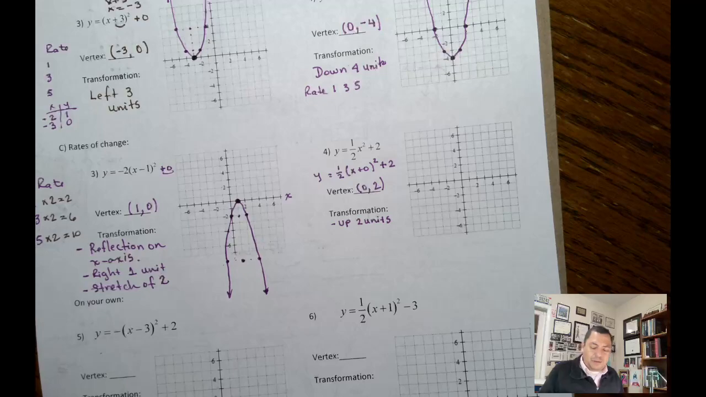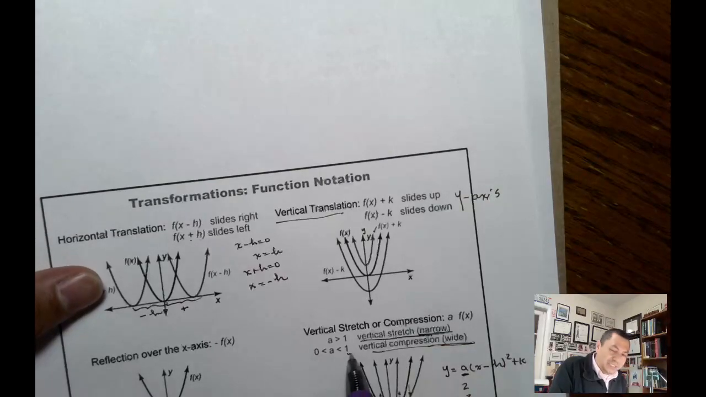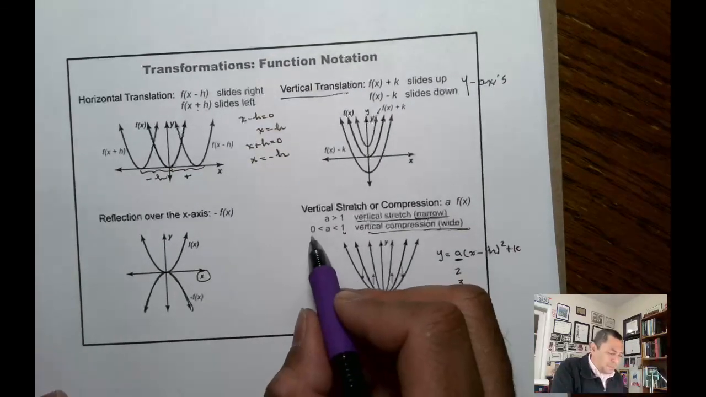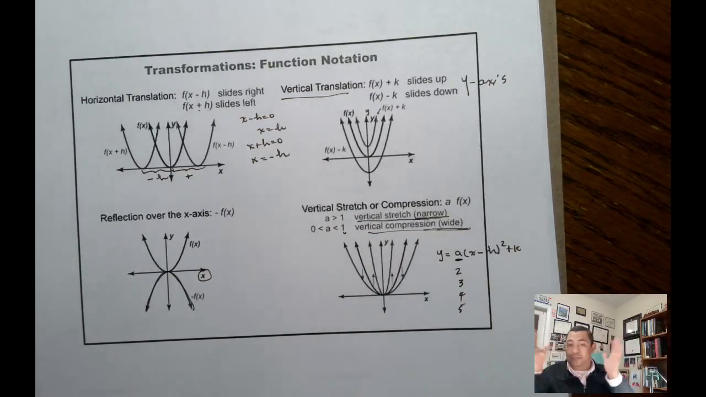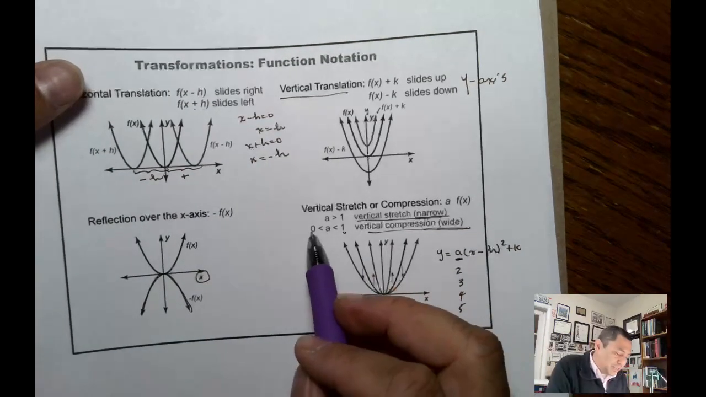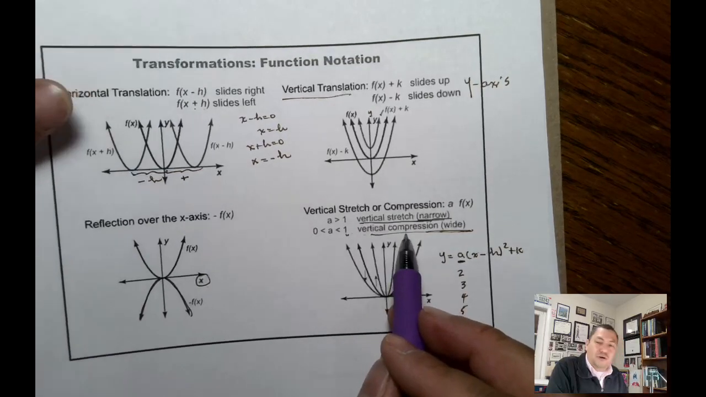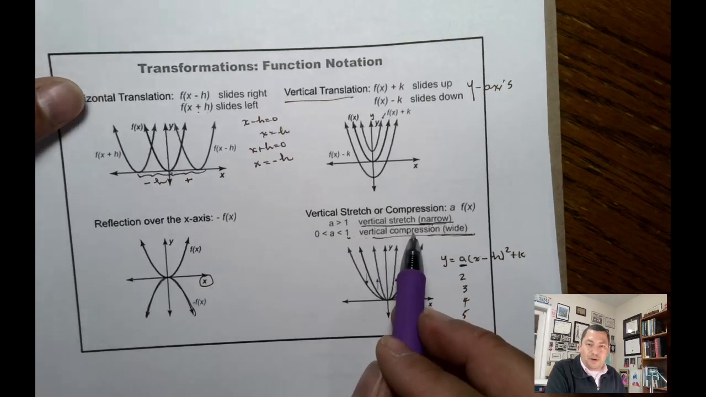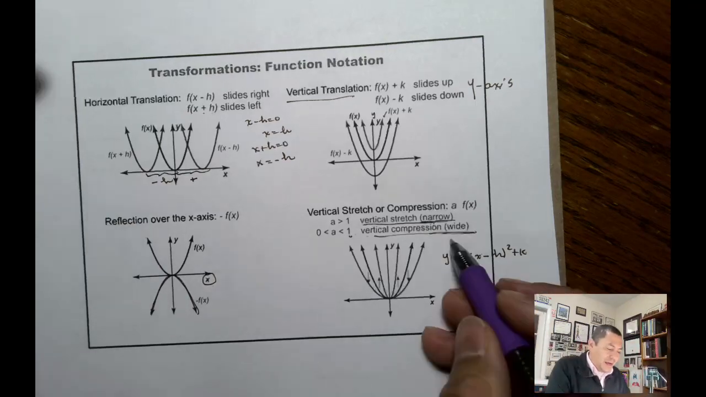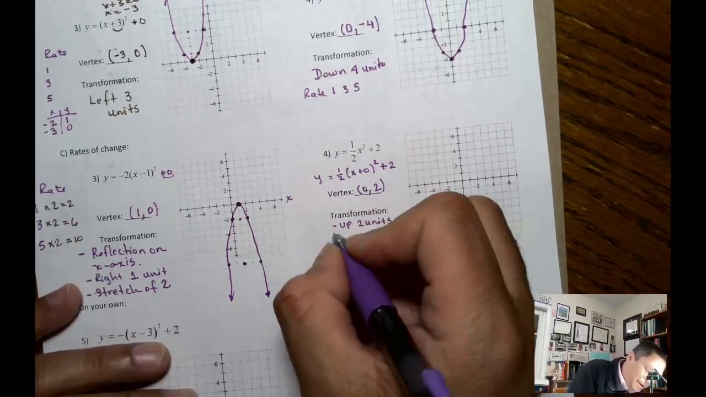Then I have, in this case, if the value of a is between 0 and 1, that means a fraction, a proper fraction between 0 and 1. That means we have a vertical compression of the graph. We're going to have a wide graph. So I have compression by a factor of 1/2.